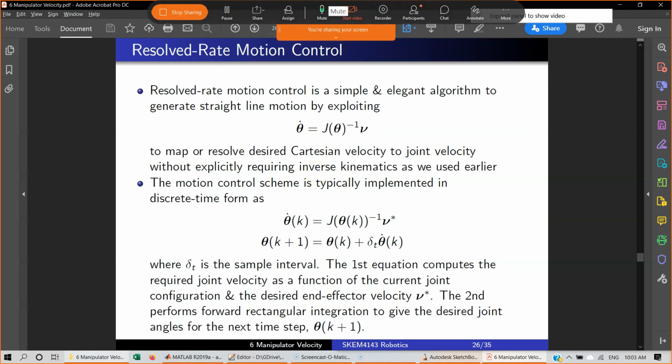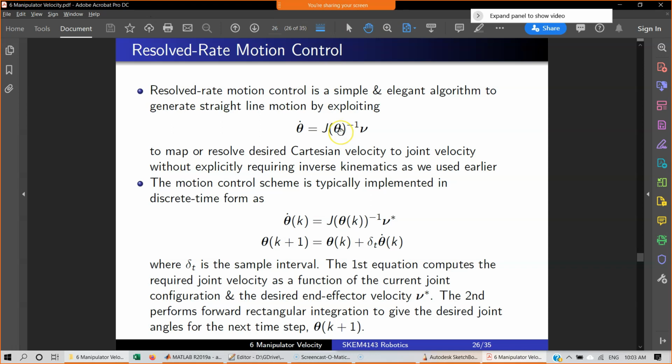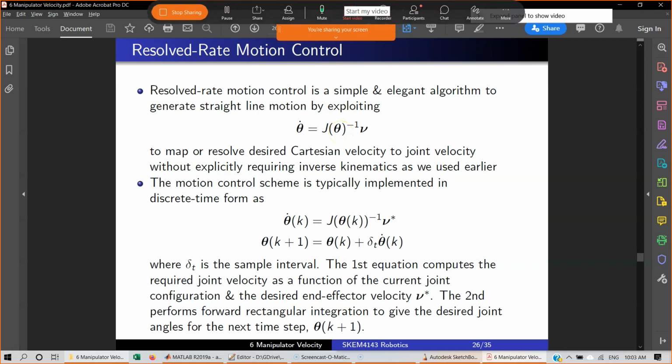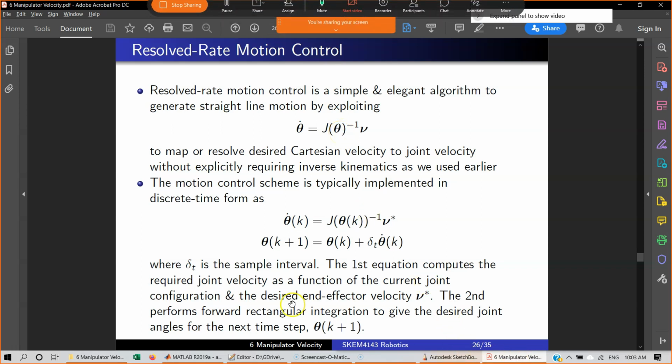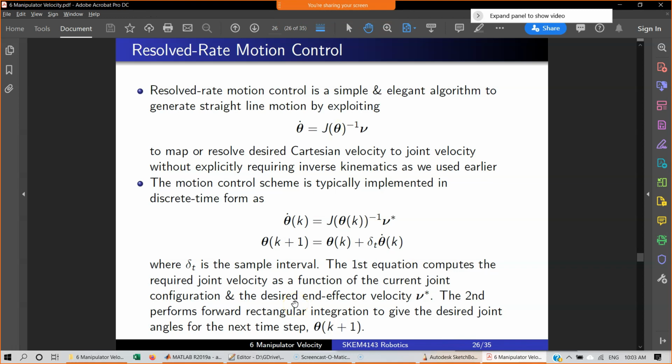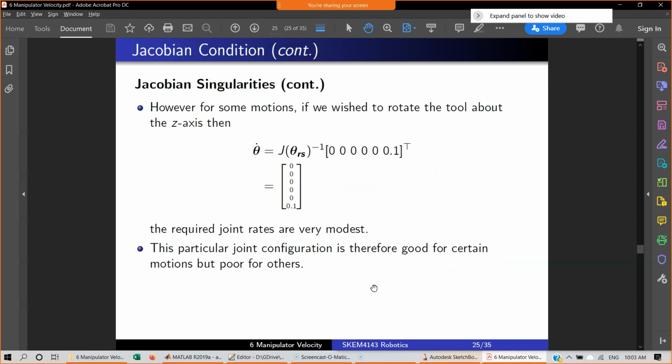Okay, so before we move on, do you have any question today so far? Digesting. Okay, all right. It's okay. I will try to show more examples in the next lecture for better understanding.